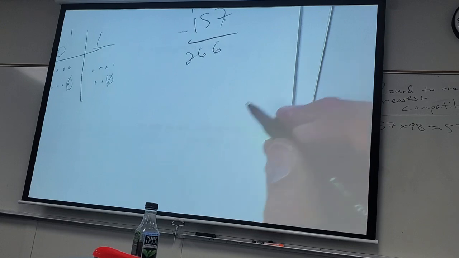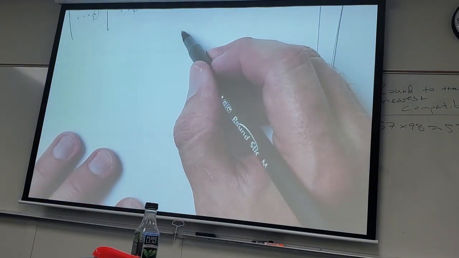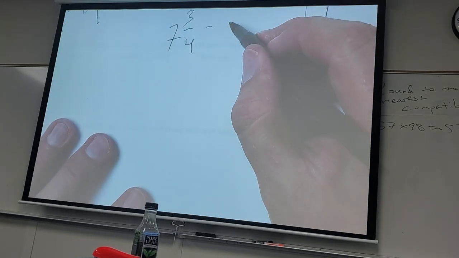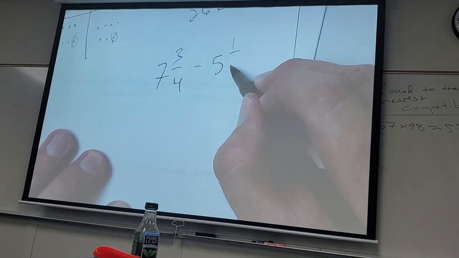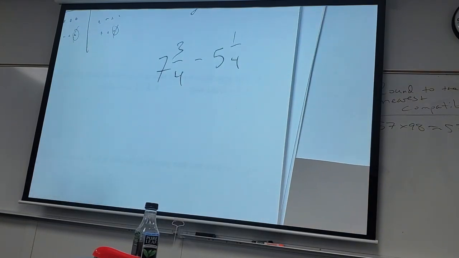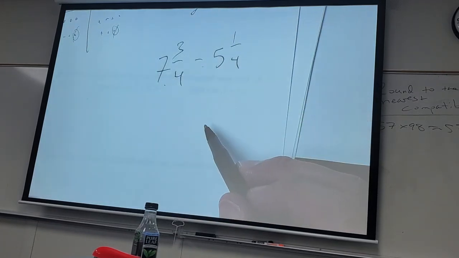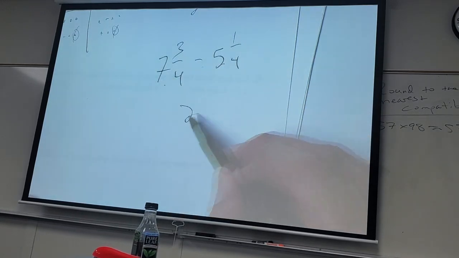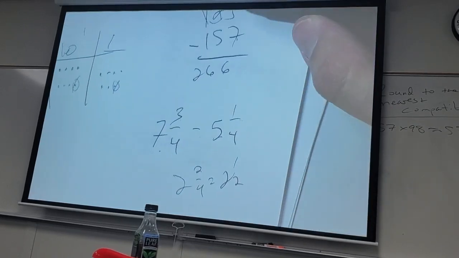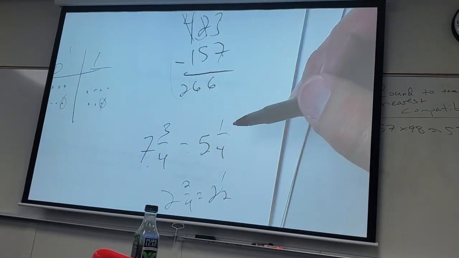Have you ever seen, I'm going to throw this at you a little early, an easy question with fractions. I know I'm doing fractions. What's 7 3/4 minus 5 1/4? That is a relatively easy fraction problem, primarily because they already have the same denominator, right? So how do you do 7 3/4 minus 5 1/4? Yeah, you get 2 2/4, which can be 2 1/2.